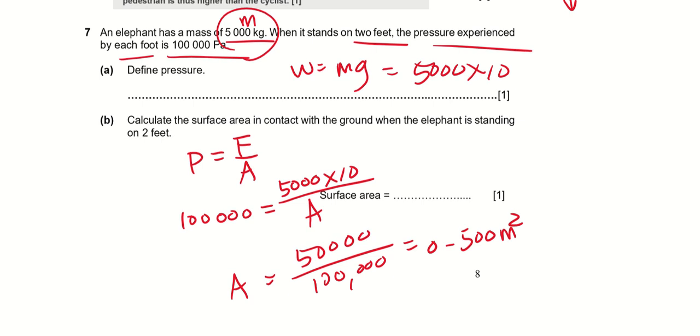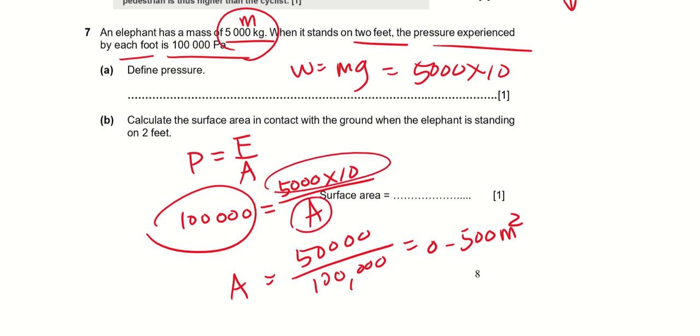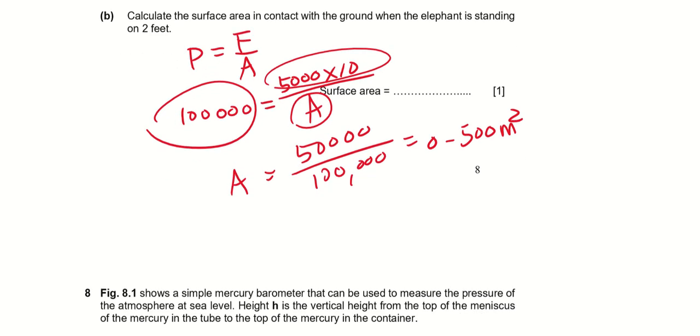So some of you may ask me, hey, why don't we multiply the pressure by 2? Because the pressure is equally spread out among 2 feet. So whether it is the left foot or the right foot, it will still be the same pressure, because they have a total area supporting this force of 50,000.